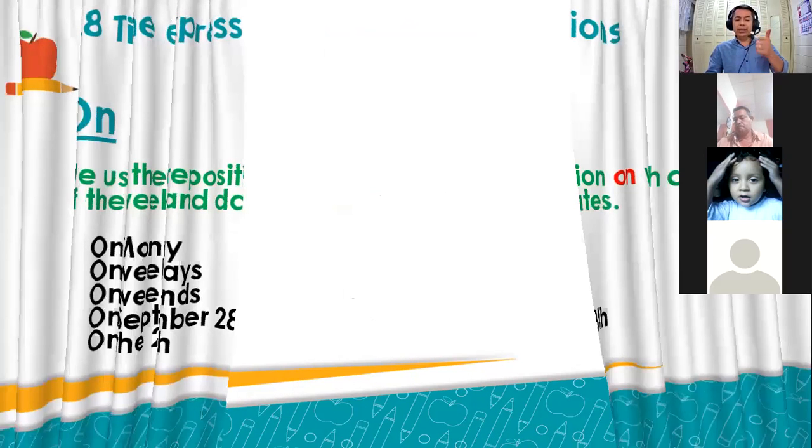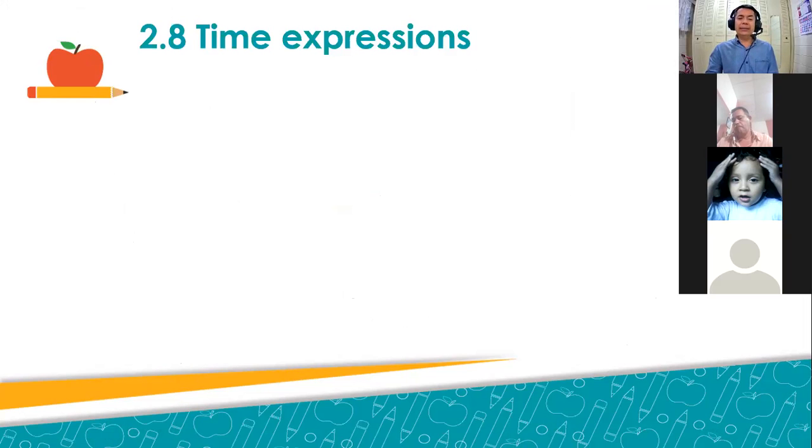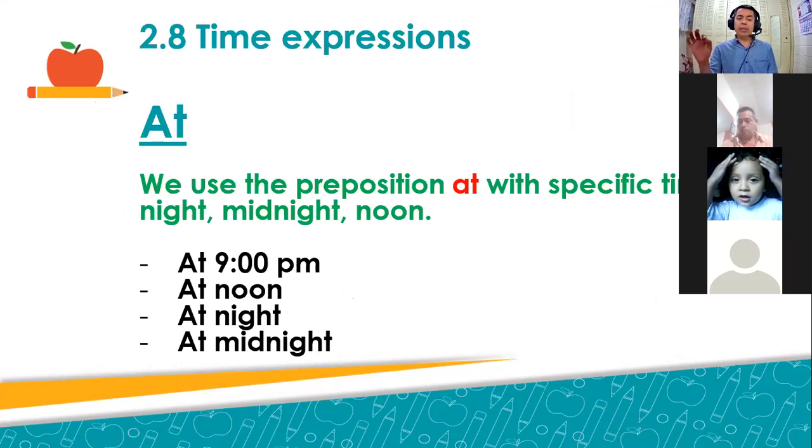Not this preposition in, on, and at. You use at with specific time. We use at with night, midnight, and noon. For example, at 9 o'clock, at 9 p.m., at 7 p.m., at 10 p.m. The English class is at 9 p.m., right? At. And then we say at noon, at 9, and at midnight. That is the rule, right?